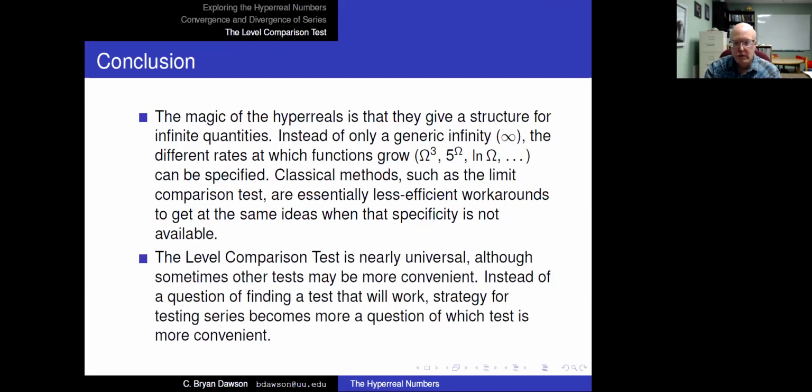Now, this level comparison test that I just showed you is nearly universal, but sometimes other tests can be more convenient. But then instead of a question of finding a test that will work, strategy for testing series becomes more of a question of which test happens to be more convenient.